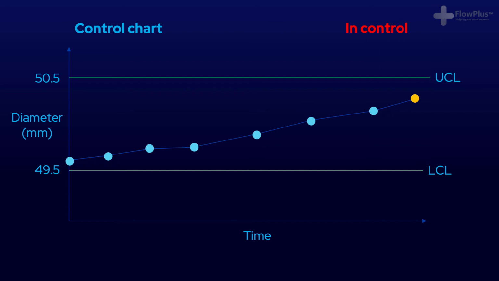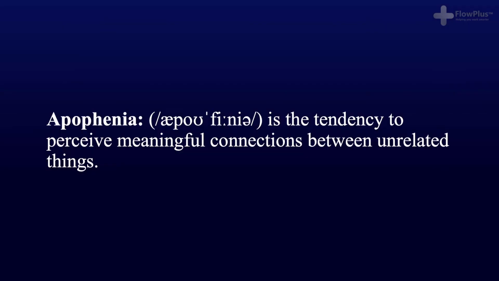I must make a point here. The word apophenia describes the tendency to perceive meaningful connections between unrelated things. Caution needs to be taken when looking at control charts. Humans are very good at spotting patterns, and sometimes need to resist the urge to do this.